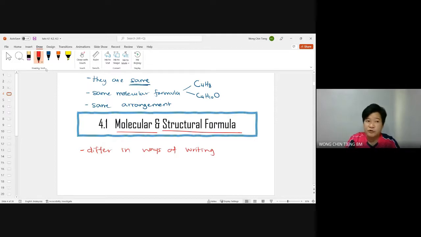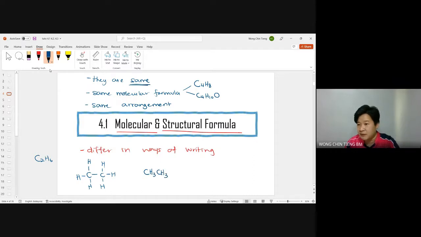A very simple example. If the teacher has C2H6, which is short, we can arrange C2H6 like this. That is our C2H6. But it is still the same if Miss Wong writes CH3, CH3. See? They only differ in the way of writing. They are exactly the same.